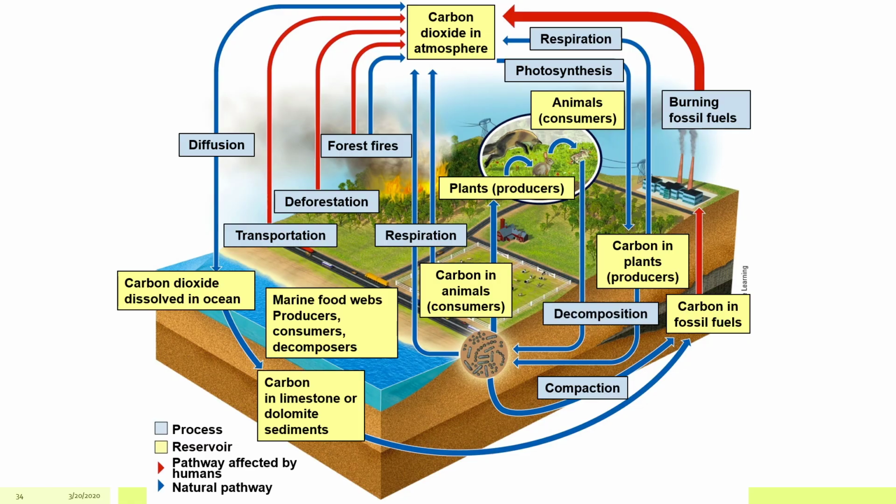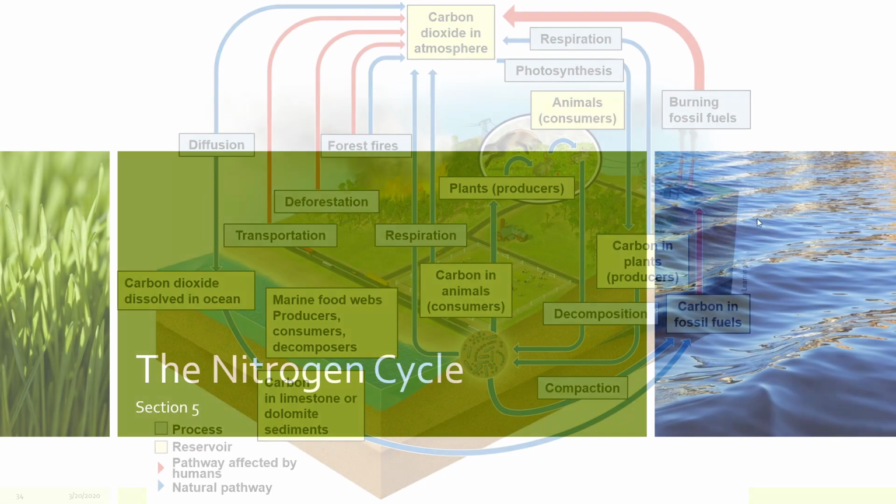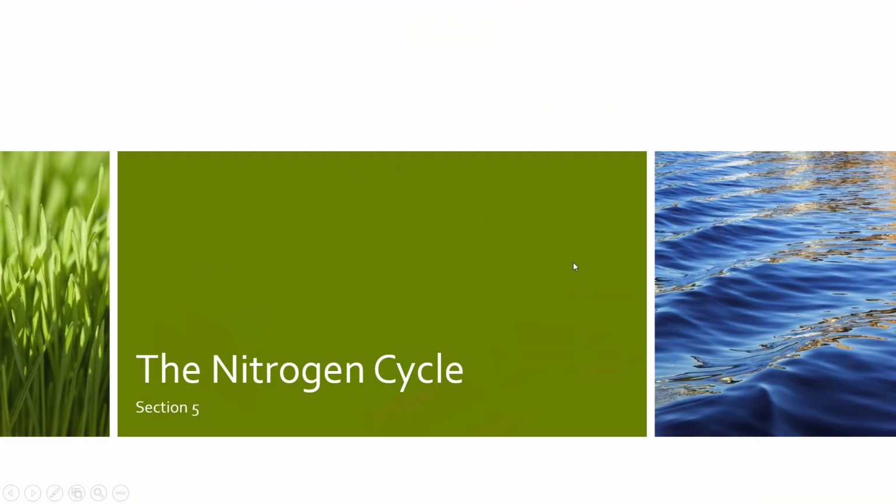If you plant a garden in your backyard and every season you take all your plants away, you're not really creating a huge carbon sink because it's not that much. So that is the end of the carbon cycle. The next video will be all about the nitrogen cycle.